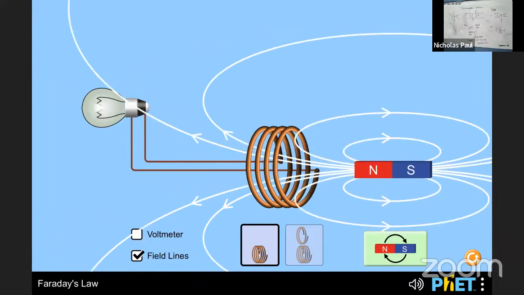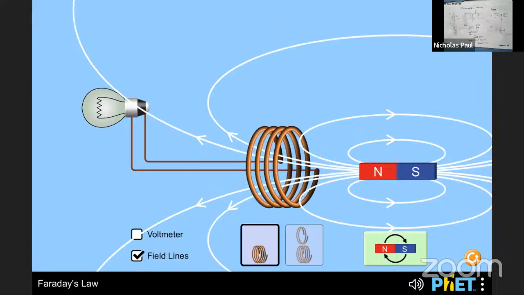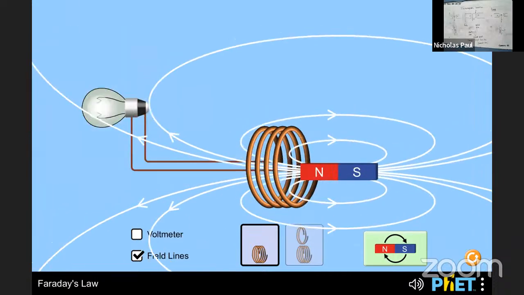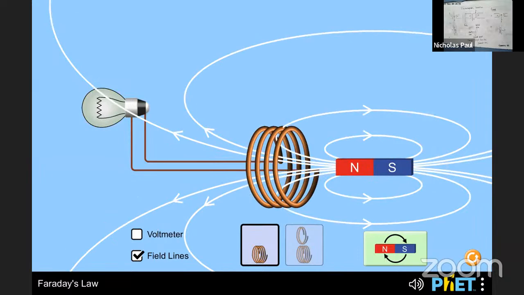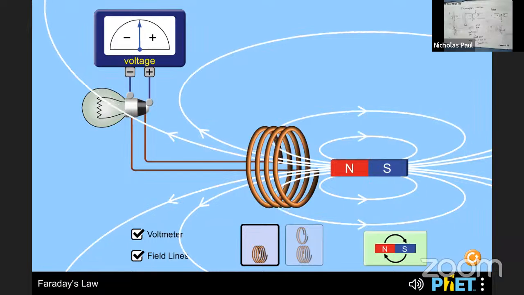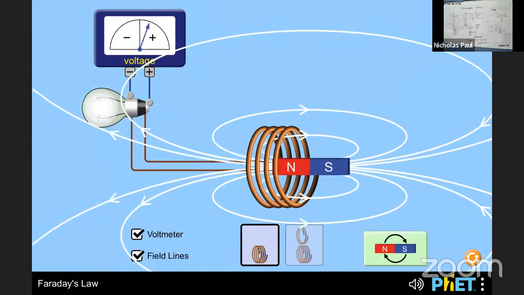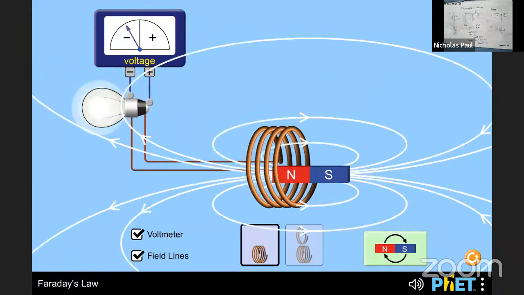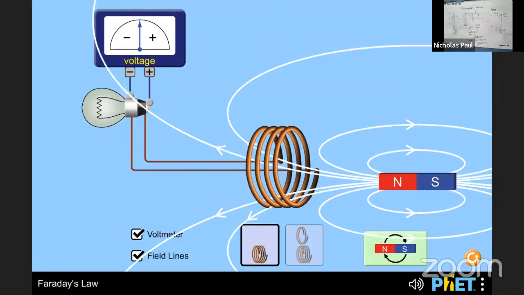I'll come back out, but watch. When I do it faster, look at how much electrical energy, watch. So Faraday said that the faster you move it in and out, the greater is the EMF. Watch this here. I'm going to do it slow. Look at the voltage value. And now faster. Right? See how large the value is?